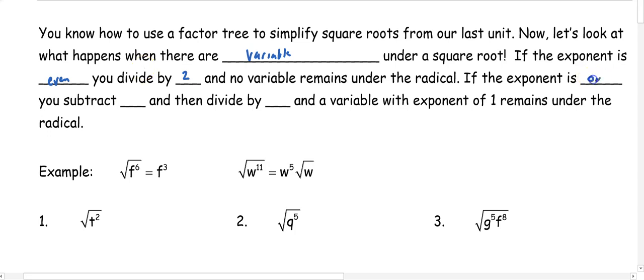If the exponent is odd, we're going to subtract 1 and then divide by 2, and the radical with the exponent of 1 remains under the radical. So if it's odd, it is going to leave a variable underneath the radical, like it did with the w. And when I subtract, I'm left with 10. Half of 10 is 5. Whereas the 6 is an even number. So when I divide 6 by 2, I get 3, and there's nothing left under the square root.